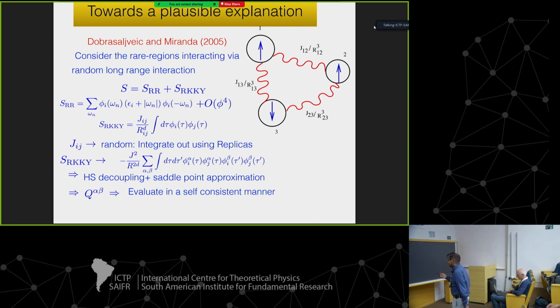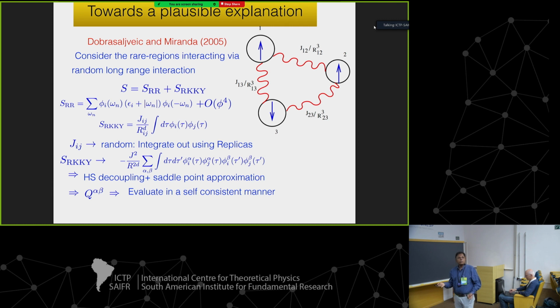So what I have is rare regions, and these rare regions are actually interacting with each other by some sort of random long-range interactions, say, for example, RKKY. These RKKY interactions couple these rare regions together, and the question that one would like to ask is, what is the effect of such long-range random interactions? And this was worked out in detail in their PRL. Effectively, they say that these rare regions are held far apart, but they're randomly placed.